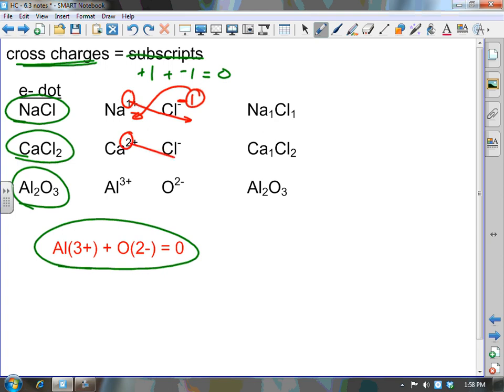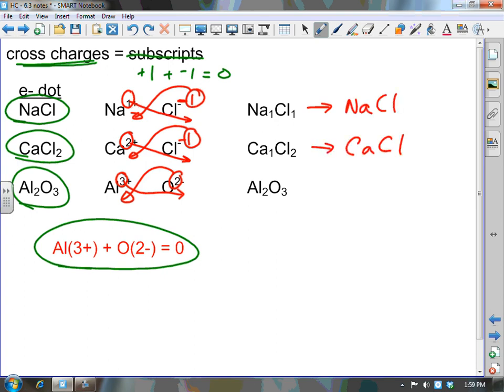A 2 on calcium becomes a subscript on chlorine. A 1 on chlorine becomes a subscript on calcium. A 2 on the oxygen becomes a subscript on aluminum. The 3 on aluminum becomes a subscript on oxygen. That always holds true. One other thing, you don't have to say 1, you could just say NaCl, and you could just say CaCl2.